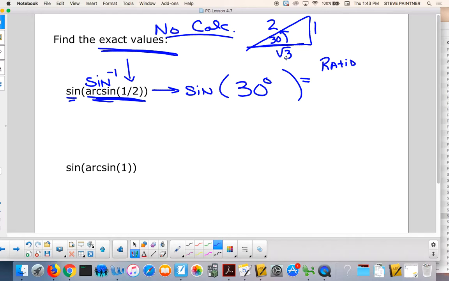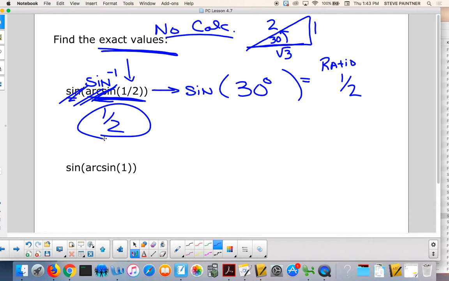Can't you just cross out sine and inverse sine? Lauren says, can I just cross out sine and inverse sine? Yes. Why? Because they're inverses of each other. What's the inverse of add 5? Subtract 5. What's the inverse of multiply by 5? Divide by 5. Inverses just do what? Cancel each other. Yeah, guys. You could have just done this, and the answer's what? Half. You didn't have to do anything. You just have to know they're inverses.